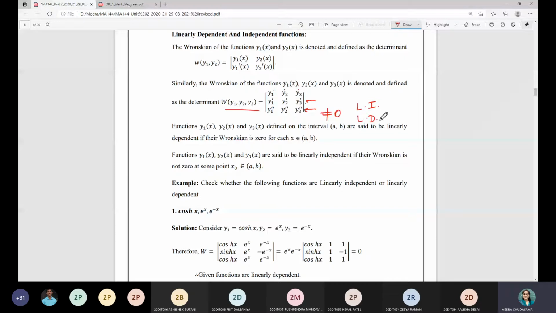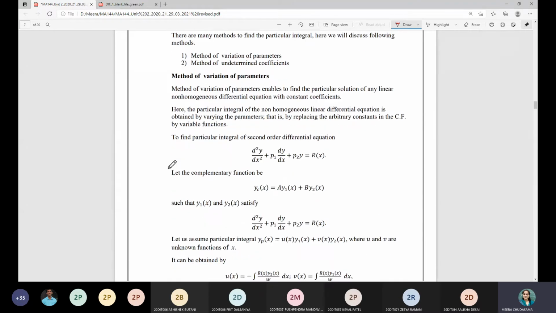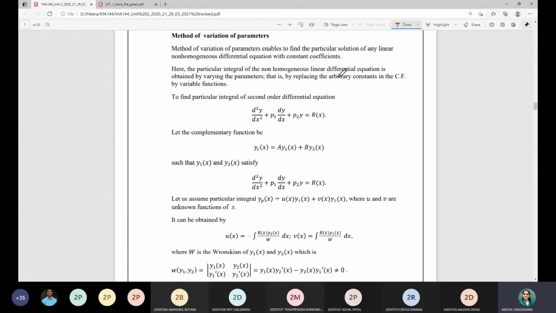We will not consider the solution set to be linearly dependent. In that case, we will multiply the corresponding function with the variable x to make it linearly independent. That is what we have seen for the homogeneous differential equation case. After that, we have started with these functions to check whether they are linearly independent or dependent with the use of the Wronskian. And after that, we have started with the variation of parameters to find out the particular integral, right?